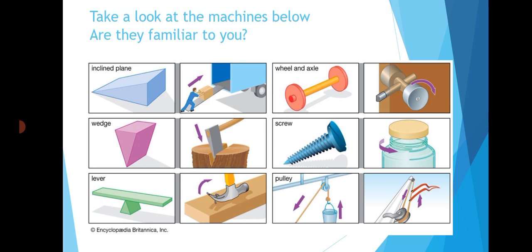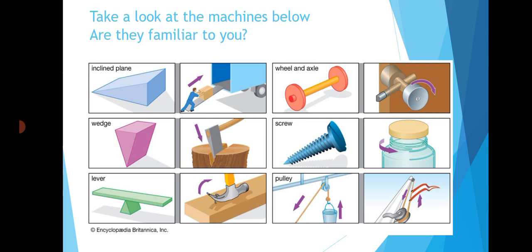Take a look at the machines below. Are they familiar to you? The first one, the inclined plane, the wedge, the lever, wheel and axle, screw, and also the pulley. What are they at all? Learners, they are the groups or the types of simple machines. I'm saying it once again: they are the groups or the types of simple machines.